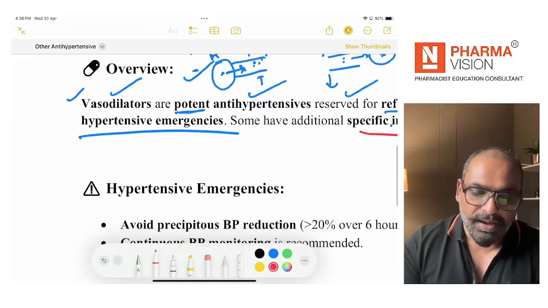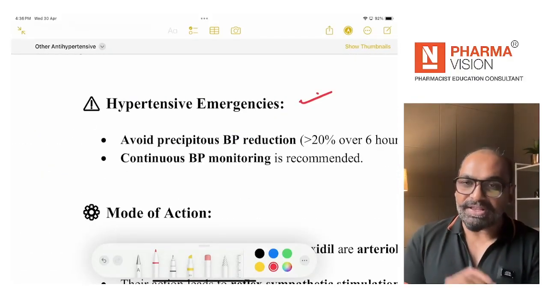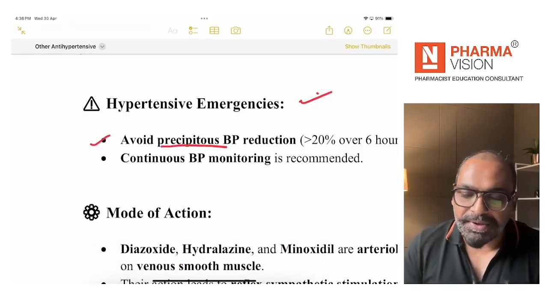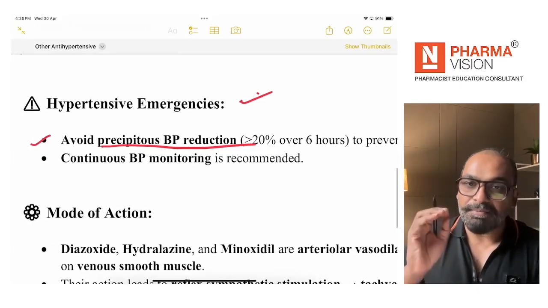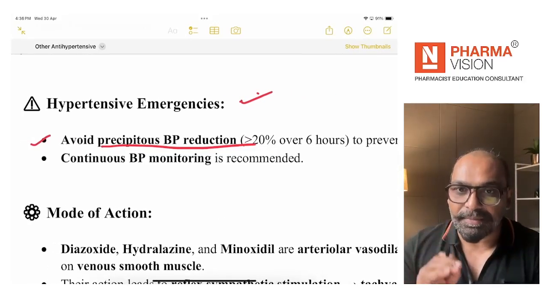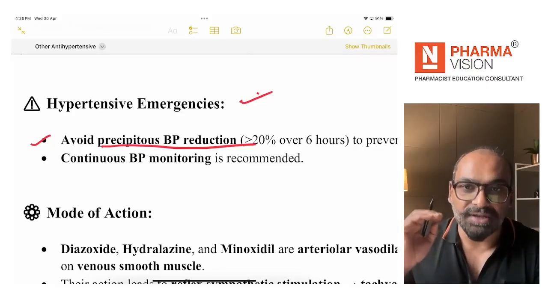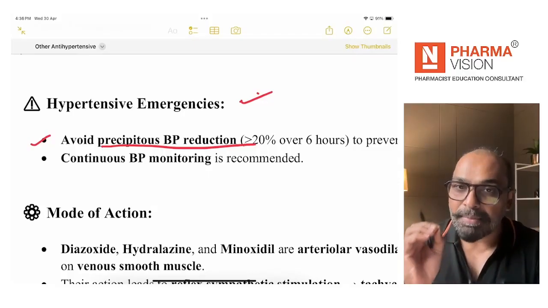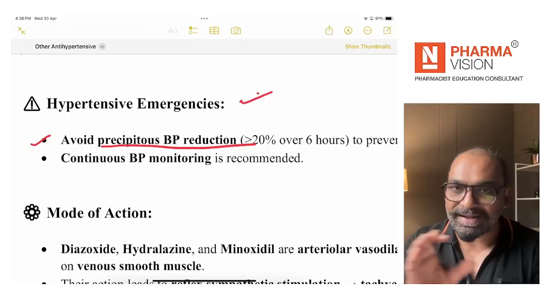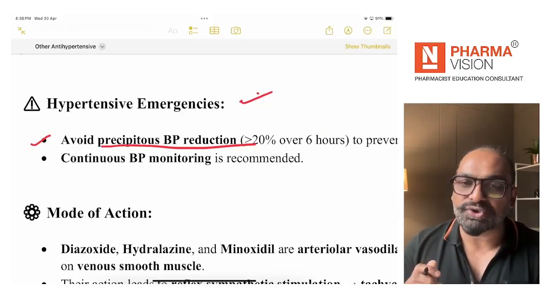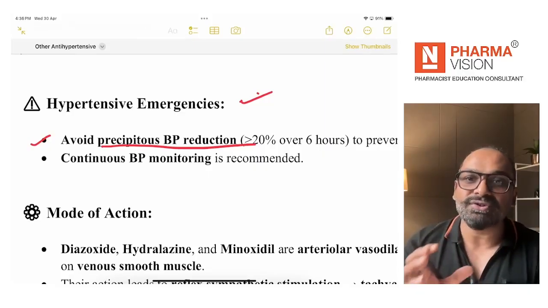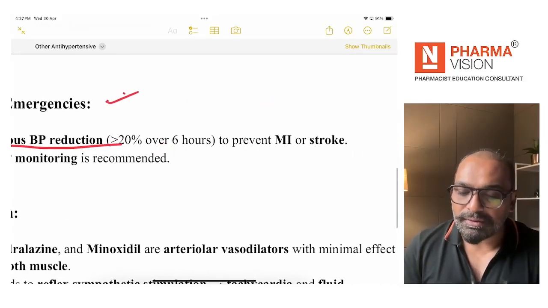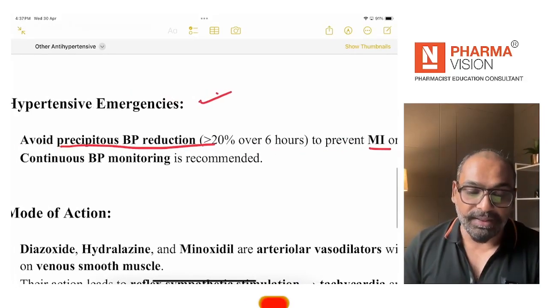Now, the most important point in hypertensive emergency: make sure to avoid precipitous BP reduction. That means we must be careful. We should not give medication in such a high dose that it reduces the blood pressure significantly in the shortest possible time, because the body is not going to accept and adapt to this change, and that can lead to myocardial infarction or stroke. That is very, very important.